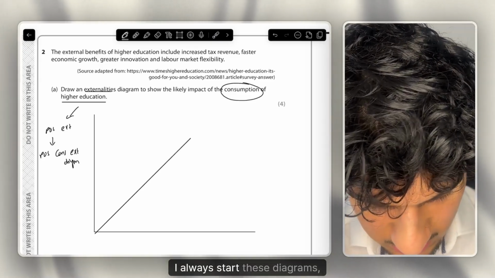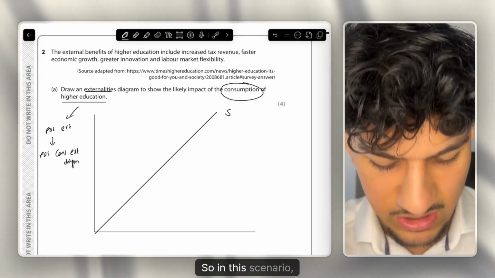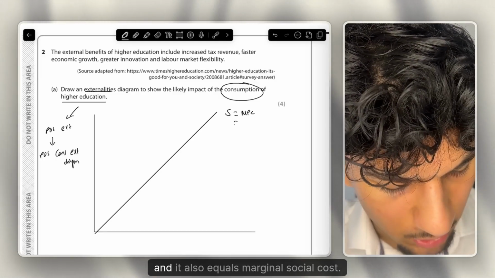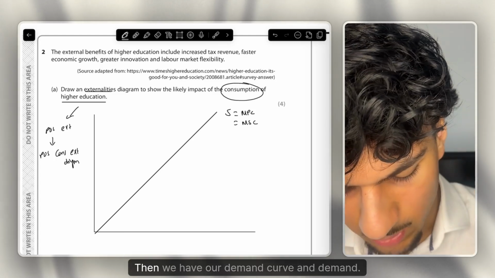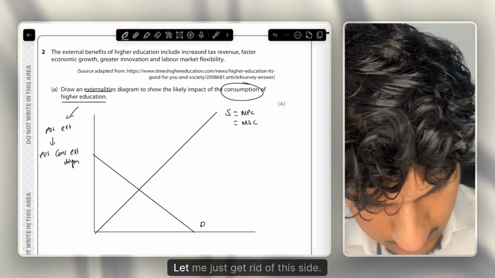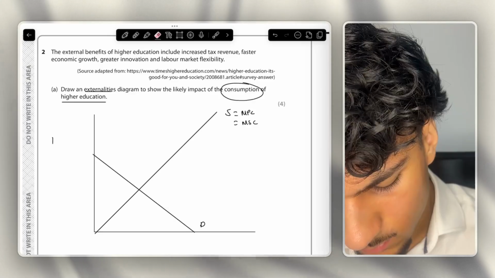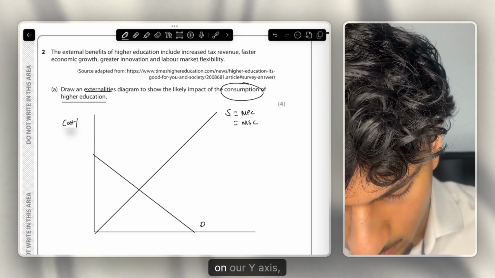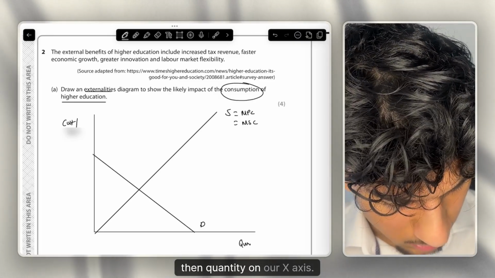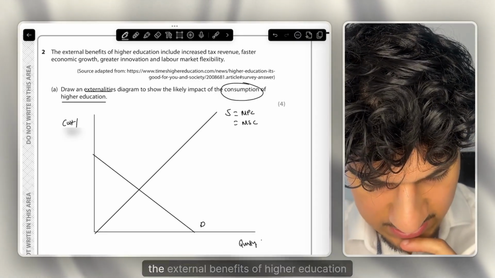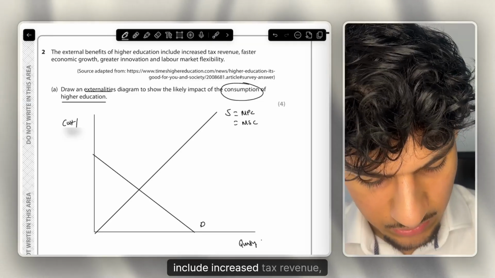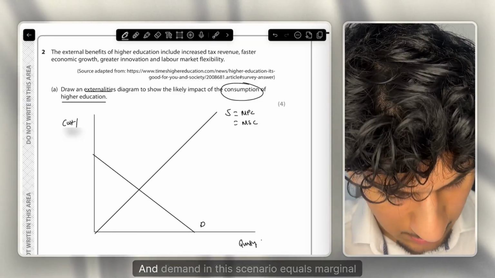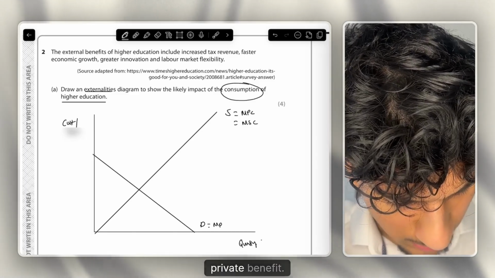Of course, I always start these diagrams with just supply and demand. In this scenario, supply equals what? Supply equals marginal private cost, and it also equals marginal social cost. Then we have our demand curve. Whilst we're doing that, we might as well label our diagram: cost slash revenue on our y-axis, then quantity on our x-axis. As a quick read of the stimulus, the external benefits of higher education include increased tax revenue, faster economic growth, and market flexibility. Demand in this scenario equals marginal private benefit.